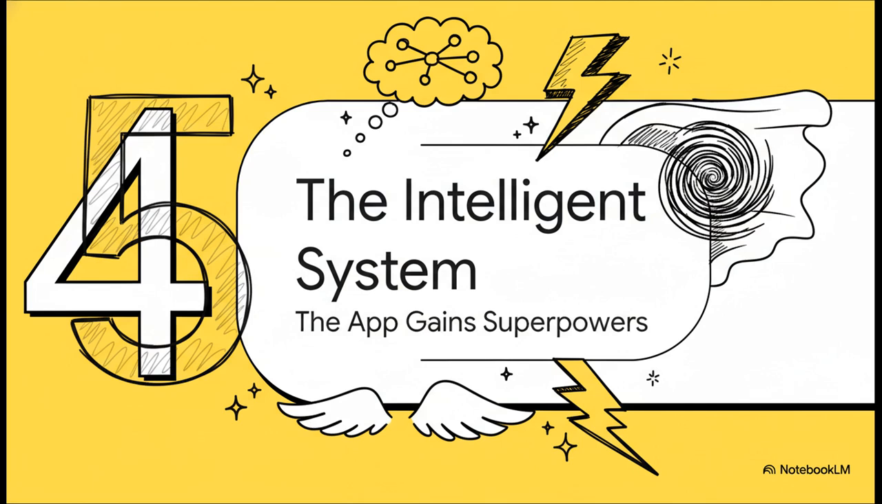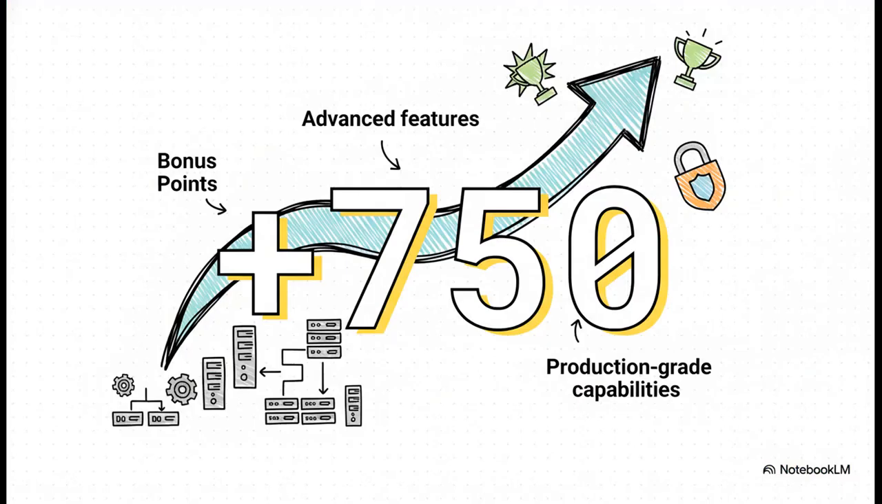Honestly, this is where it gets its superpowers. And how do we measure a leap this big? Well, in the project's own documentation, all these advanced features were worth a grand total of 750 bonus points. And that number isn't just for show. It represents a huge investment in real production-grade capabilities that go way beyond a simple to-do list.